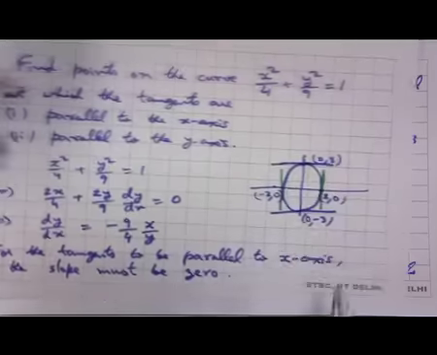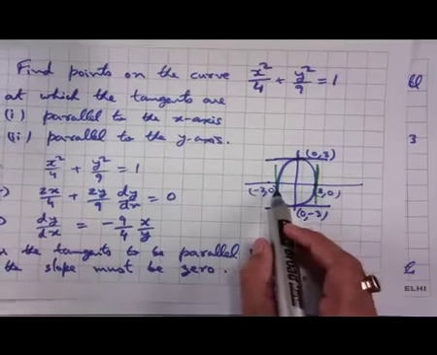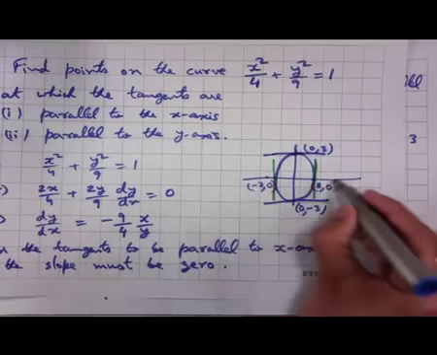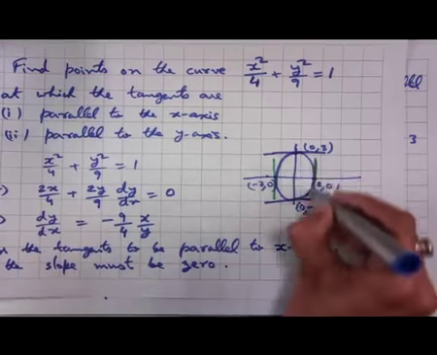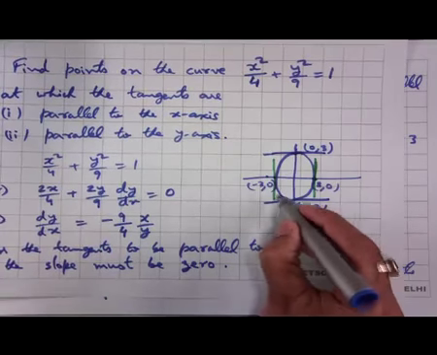This again we have seen from the picture that at (-2, 0) and (2, 0) the tangents are vertical lines.